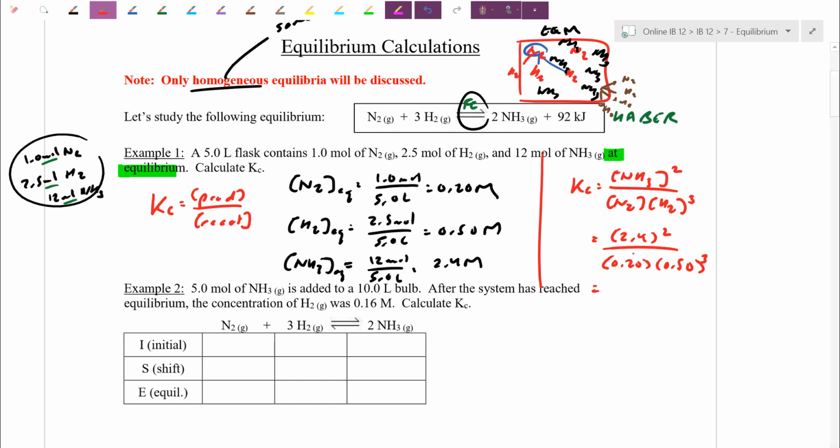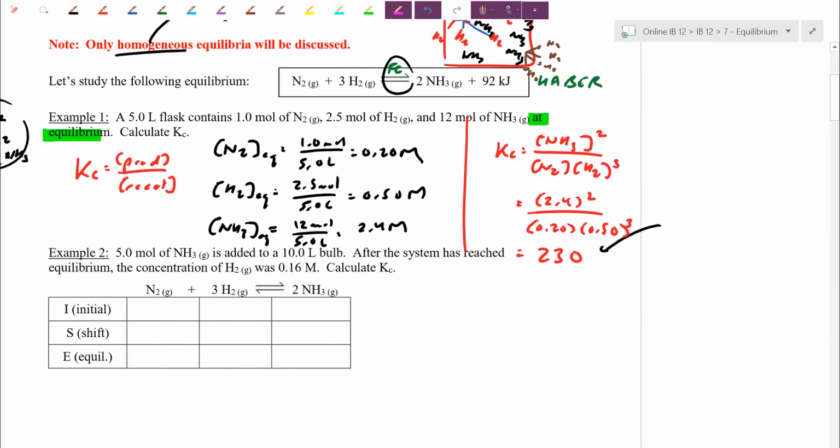2.4 squared divided by 0.2 divided by 0.5 cubed gives me my Kc, which is 230. They did not tell me what temperature I'm at, but the ratio is 230. And in this case, as we had expected, because the Kc is so much larger than 1, we know products are favored. Even though we are at equilibrium, even though constantly reactants become products and products become reactants, we are at a temperature where we have way more products, which can be seen based on these numbers. I have 2.4 of this, and I only have 0.2 and 0.5 of the other one.